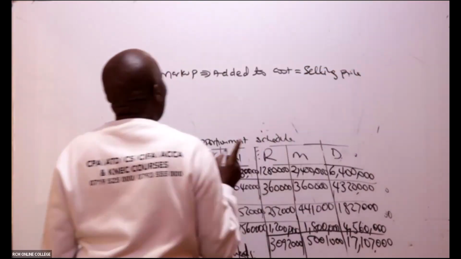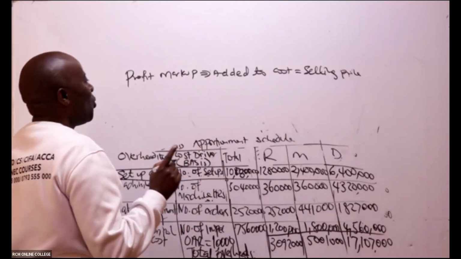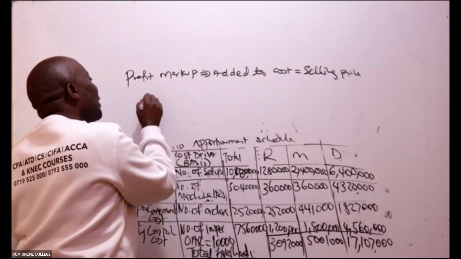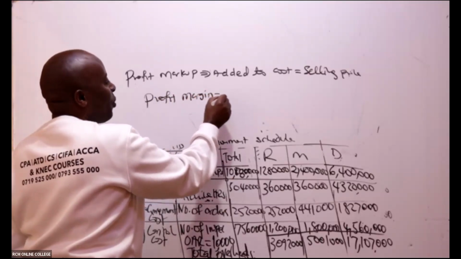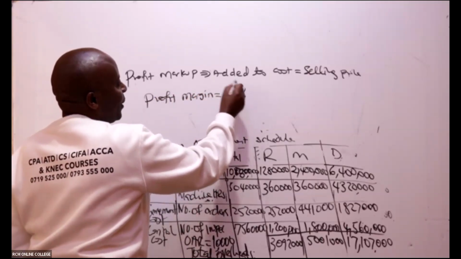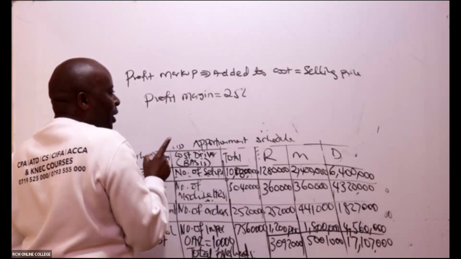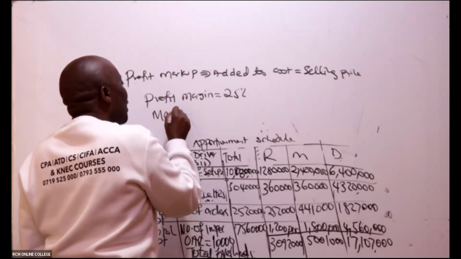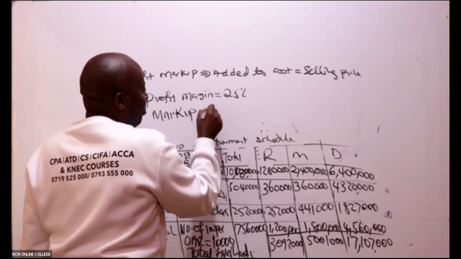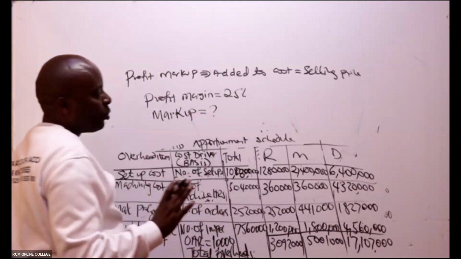But now you see, your examiner is bright. What your examiner will always do, they will come and give you what we call profit margin. They'll tell you profit margin is 25%. So then the question is, when I'm given profit margin, how do I change it to profit markup?